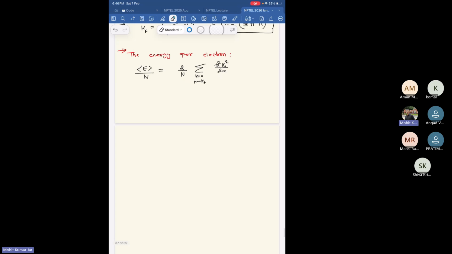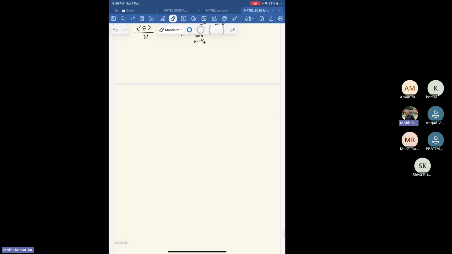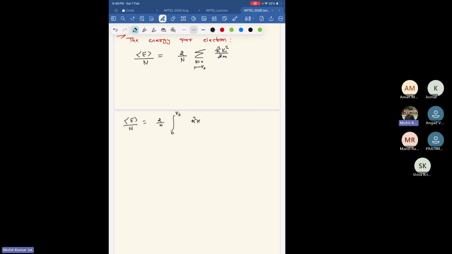Now this summation can be converted to a volume integral also, and to do so, E/N is equal to 2/N, and then you multiply it with the volume and the phase space element, integrating from 0 to kF, of ħ²k²/2m.